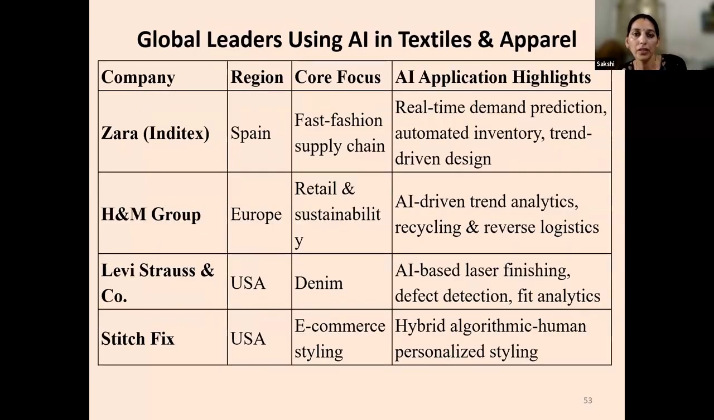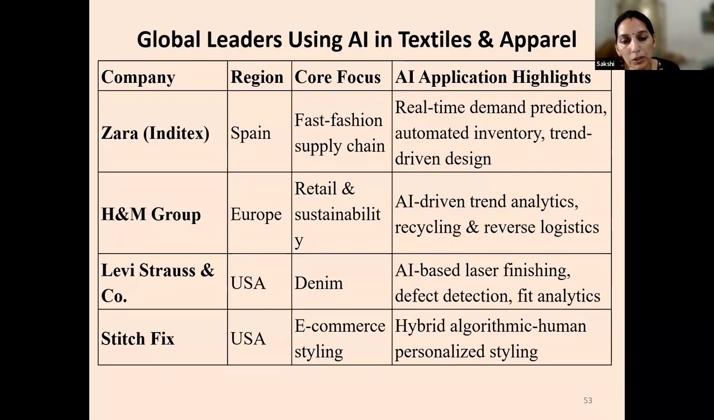So here is the list of industries which are using AI in textile and apparel. For example, Zara is more focusing on fast fashion supply chain. So they are using AI in real-time demand prediction, automated inventory, and trend-driven design. H&M Group, they are more focusing on retail and sustainability. So AI-driven trend analysis, recycling, and reverse logistics. Levi Strauss, they are mainly focusing on denim, AI-based laser finishing. They are doing defect detection and fit analysis.